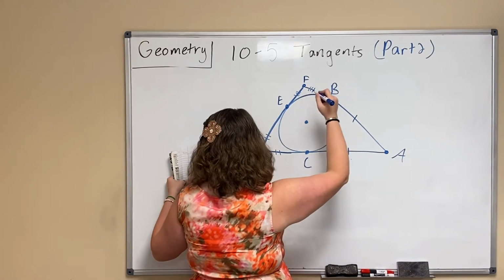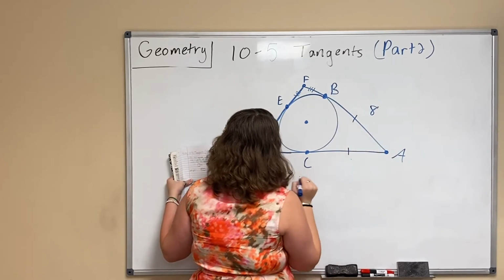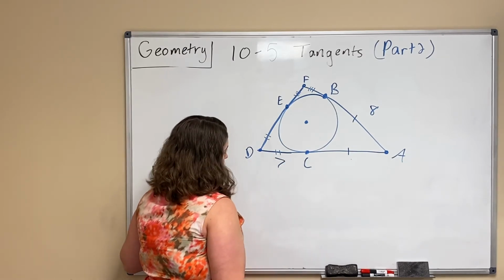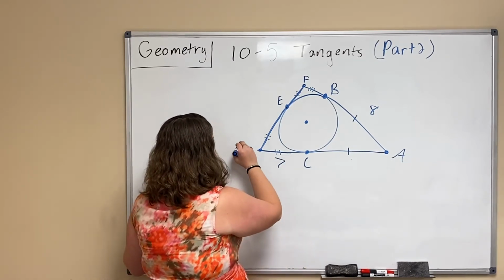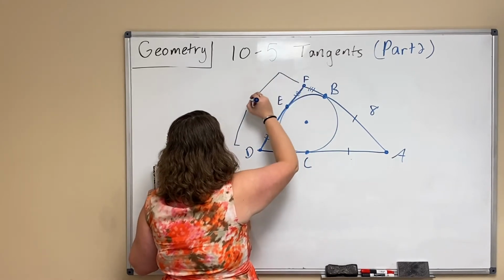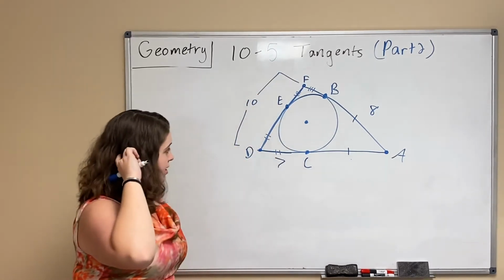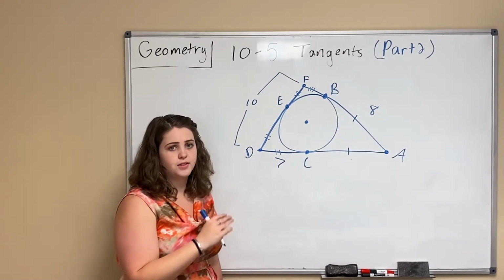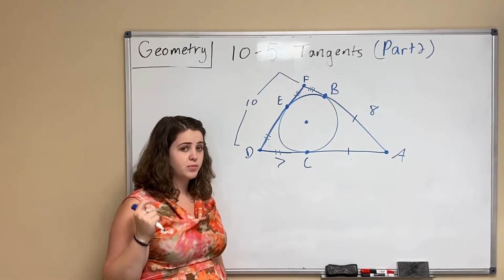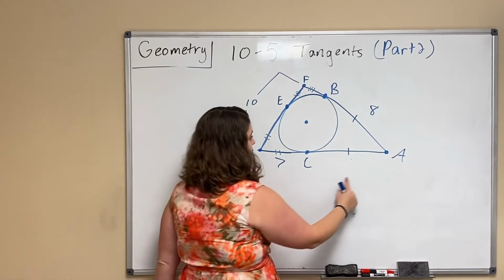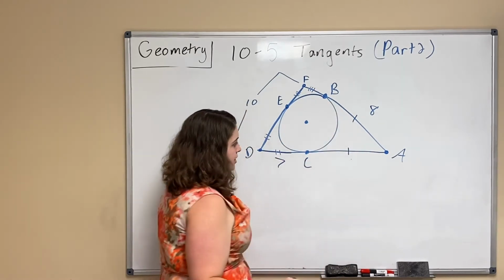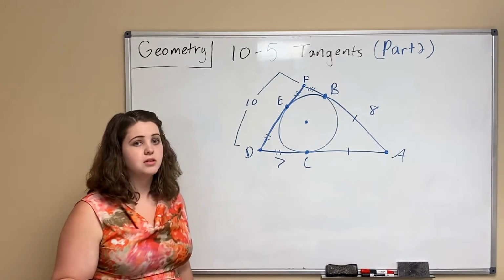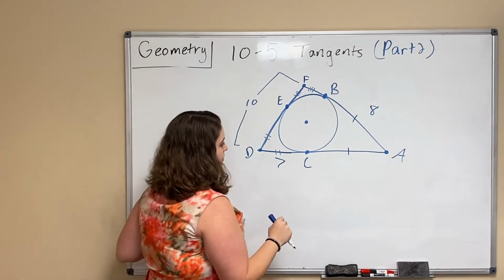Okay, so suppose I told you that A to B here is 8. And then I told you D to C here is 7. And then I told you D all the way to F was 10. This whole side was 10. And then I said to you, find the perimeter of this triangle. Now finding the perimeter, if you guys remember, means finding the distance all the way around the triangle. So basically I need to be able to figure out what each one of these sides equals and then add them all up. Each one of these segments.